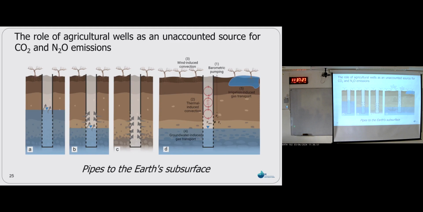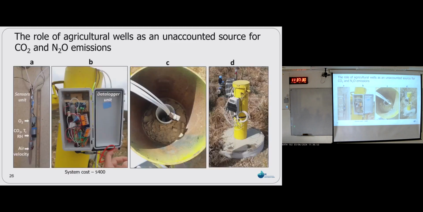So we developed a system at UC Davis. This was a side project that I led with my supervisor, Helen Dalke. This is a 50 centimeter, just like a very simple rod, with different sensors: air velocity to measure the velocity of air inside the borehole, CO2, temperature, relative humidity, O2, different sensors.